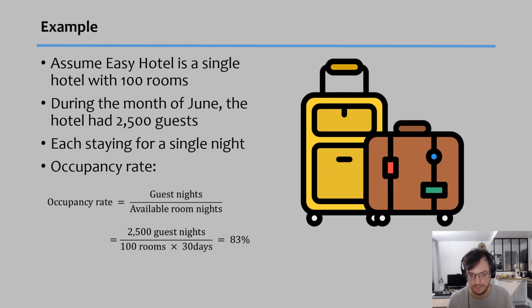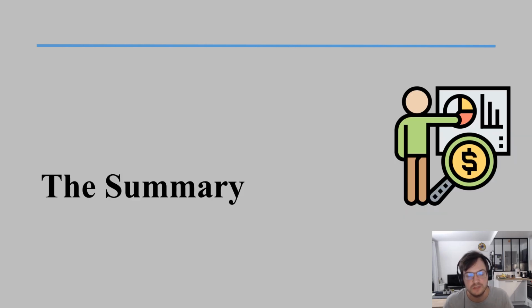So to summarize, in this video we learned the differences between manufacturing businesses and service businesses, and we also learned that in service businesses we typically have utilization rates to understand how efficient we were in selling the services of our business.